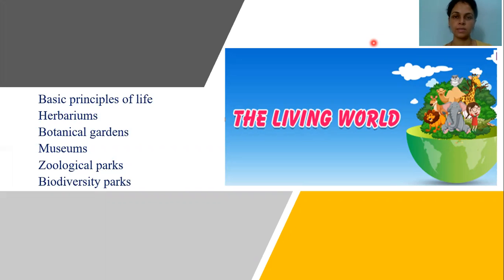which are surrounding us. So the topics which we are going to deal with in this chapter are basic principles of life, herbariums, botanical gardens, museums, zoological parks, and biodiversity parks. So all these are the things which we deal with in our day-to-day life. Starting with is the term living world. When I use the term living world, it refers to everything which is surrounding us. So let us start with the first topic.